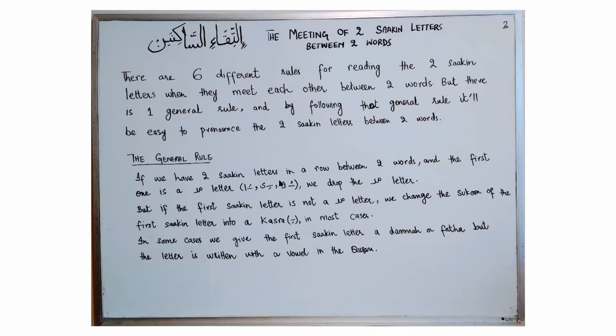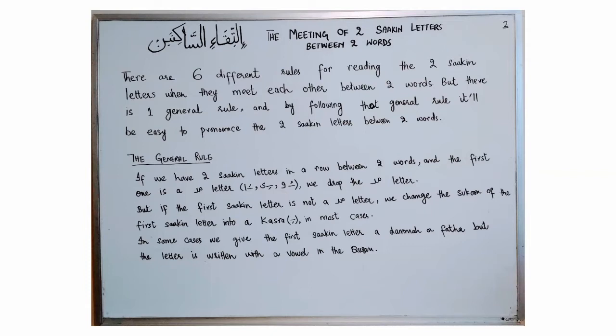So the general rule is: if we have two sakin letters in a row between two words, and the first one is a mad letter. A mad letter is when alif is in a sakin condition, and before alif there is fatha, alif is in a mad condition. When letter ya is sakin and the letter before letter ya has a kasra, in that situation, letter ya is in a mad condition. If letter waw is sakin and before letter waw the letter has a dhamma, then letter waw is in a mad condition.